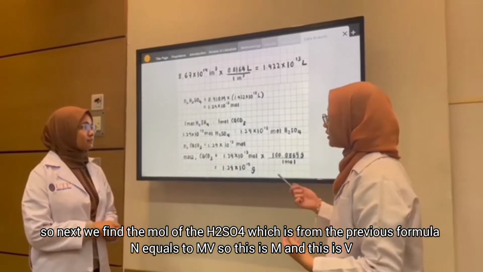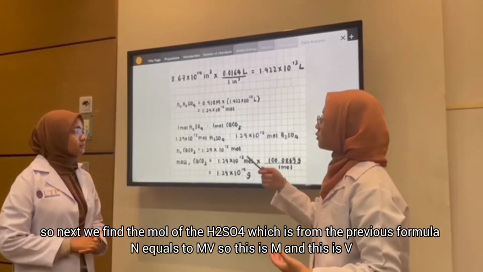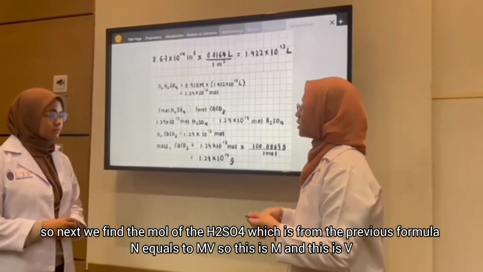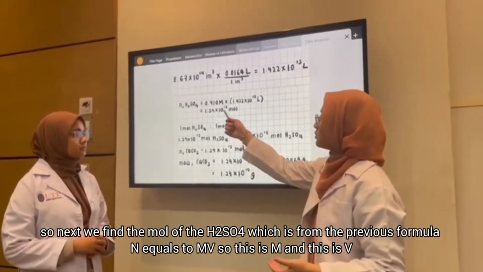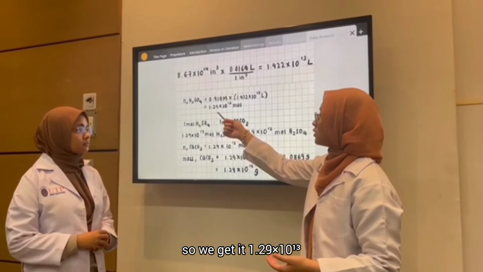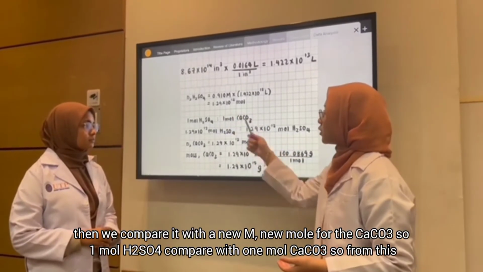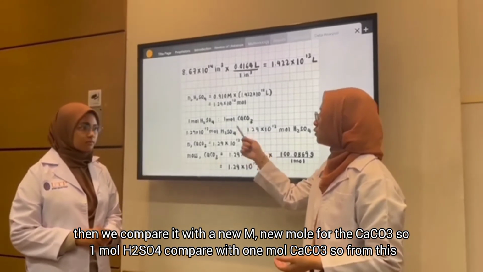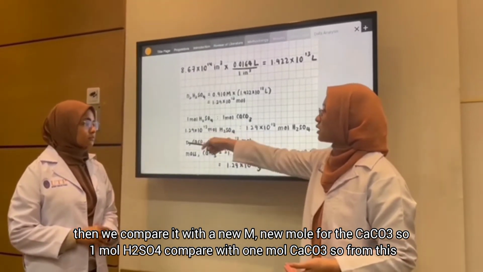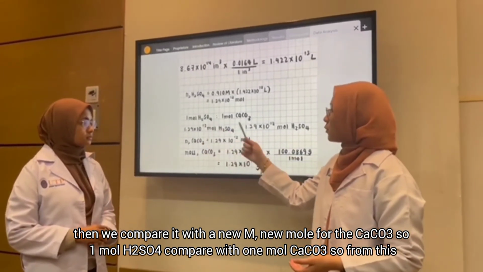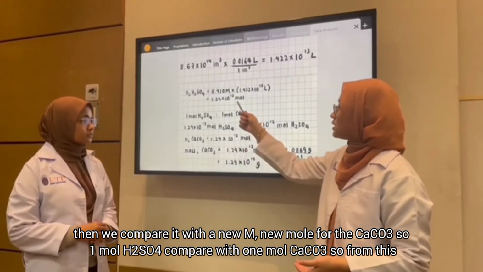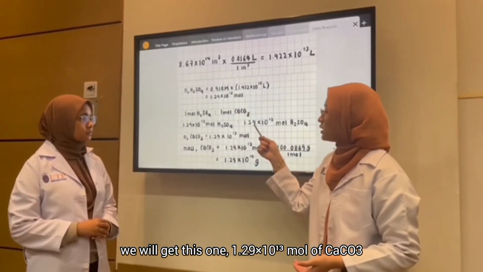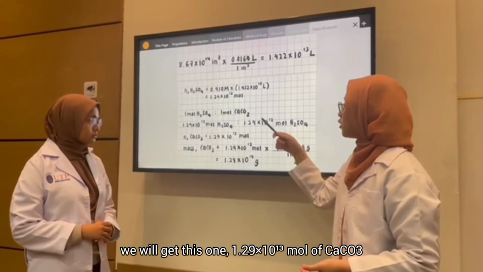Next, we find the moles of the H2SO4, from the previous formula, equal to MV. So this is M, this is V. We get 1.29 exponent 13. Then we compare it to the moles of CaCO3. 1 mole of H2SO4 compares with 1 mole of CaCO3. So from this, we got 1.29 exponent 13 mole of CaCO3.